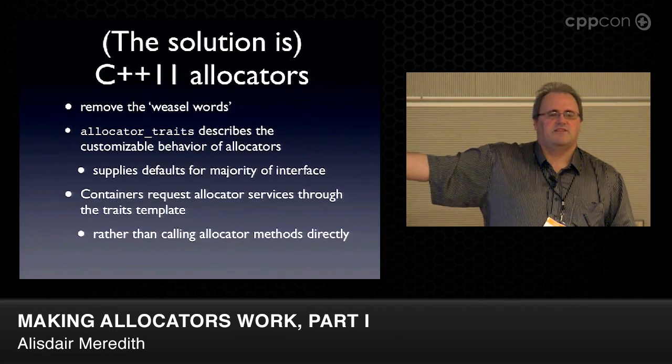Which means that every time a container wants to use an allocator, it should not go to the allocator itself directly. It should perform all its allocation behavior going through the allocator traits with the allocator. Because that way the traits can supply the defaults when the allocator itself says, yeah, just do the same sensible normal thing.